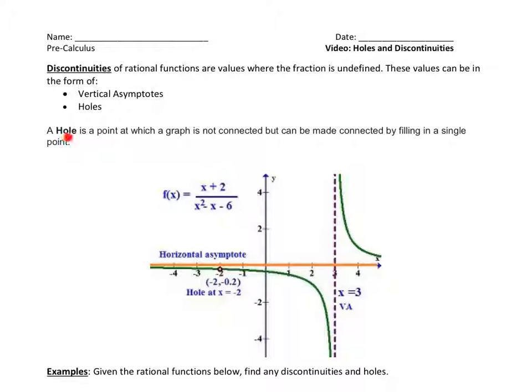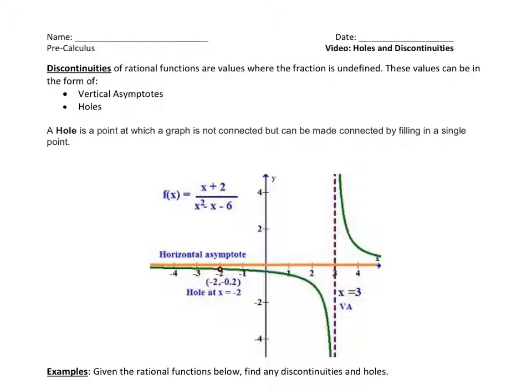What is a hole? Well, a hole is a point at which the graph is not connected but can be made connected by filling in a single point. So if you look right here at this spot, there is an open circle. This is a value where the fraction is undefined, but it's not an asymptote. So that is considered a hole. Here, this is an asymptote at x equals 3.